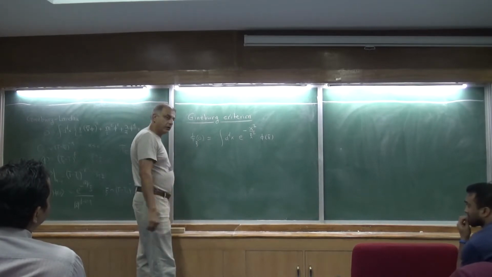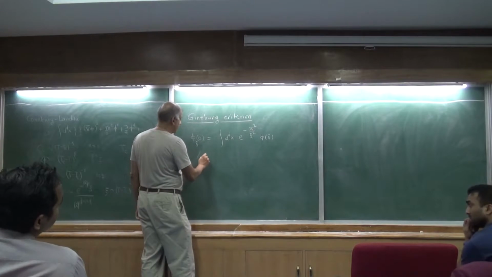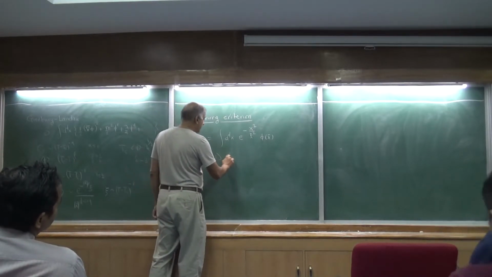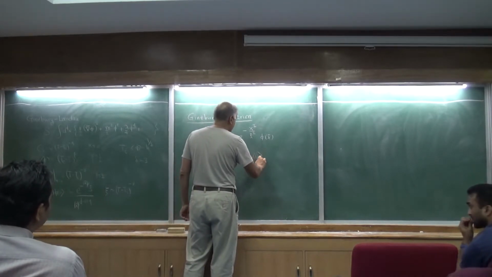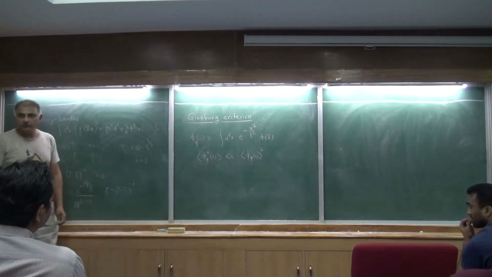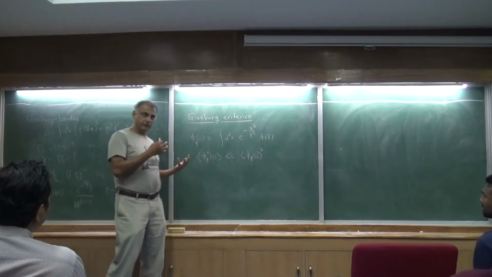Now what I want to demand, the Ginzburg criterion says, I want the average of this to be much, much less than this squared. Why do I want this? What's the point of this? What's the physics of this?